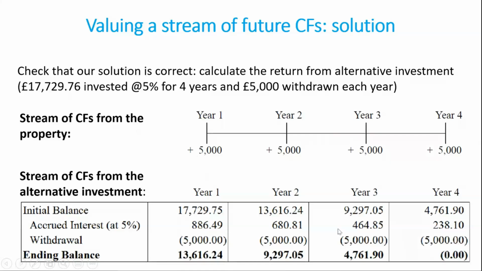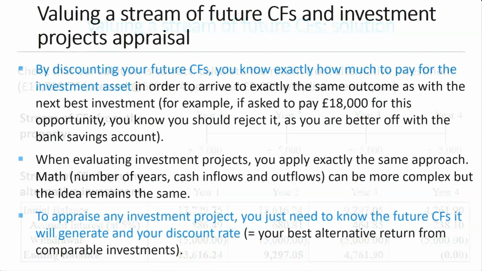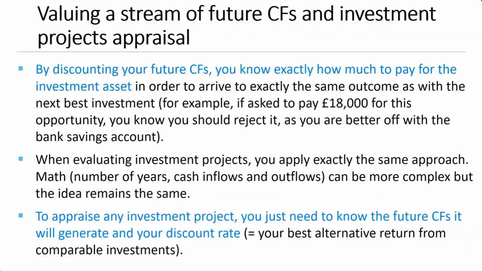So strictly speaking, this table illustrates the same idea: if we invest this amount now at 5% and withdraw £5,000 cash flow every year, we will just spend all of this money. So a stream of all these cash flows, £5,000 in each of the consequent 4 years, will be worth 20,700 now, when the interest rate is equal to 5%. That's an illustration. Basically, we've done all of that in order to determine how much we should pay for this property.